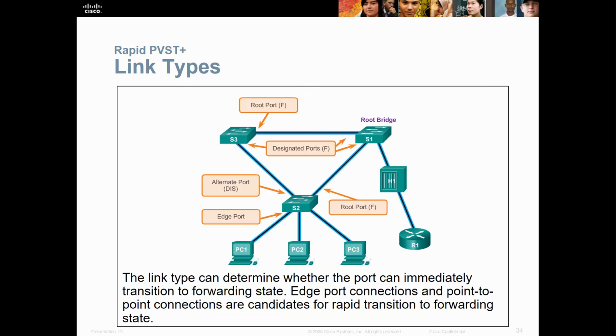learn or start a little quicker. So there are different types of link types. Link types determine whether the port can immediately transition to a forwarding state. Edge ports obviously turn on. Edge ports connected to a point-to-point connection are candidates for rapid transition to the forwarding state. Not all ports are capable of automatically going to a forwarding state.